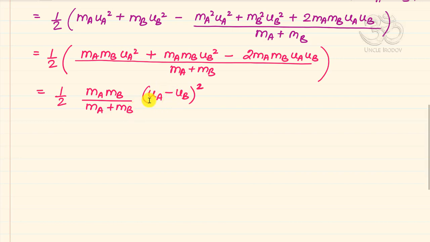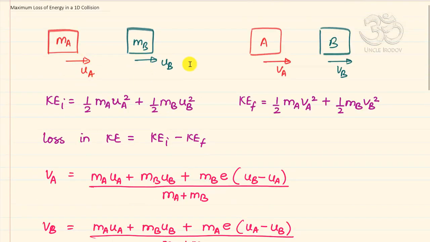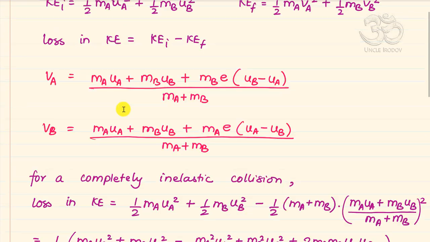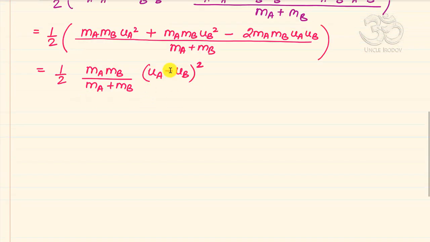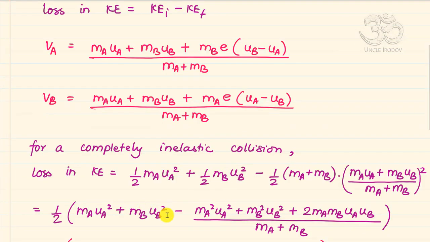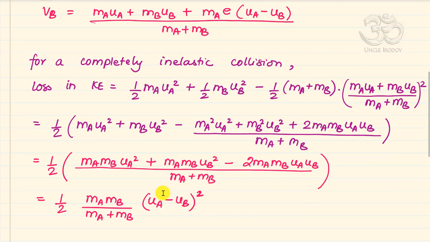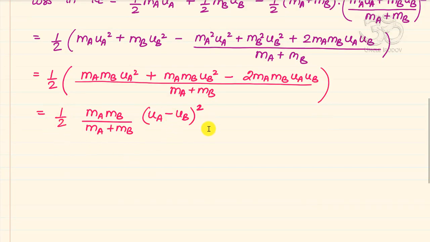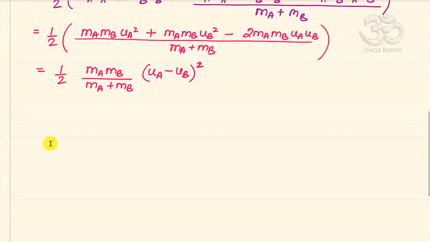Now whether you write that as UA minus UB whole square or as UB minus UA whole square, it doesn't matter, but I instinctively wrote that as UA minus UB whole square, because I know that UA is more than UB, only then the collision happens. And this is the format of the loss of kinetic energy. So maybe you can keep this equation in mind, and you don't have to redo this entire calculation even with numbers. And there is another advantage to keeping this in mind. It's that this equation will keep on occurring again and again.